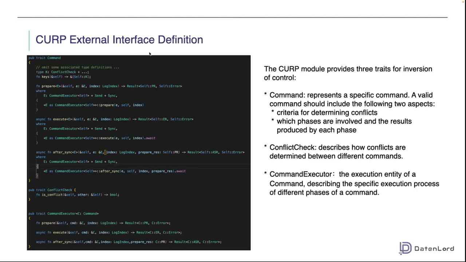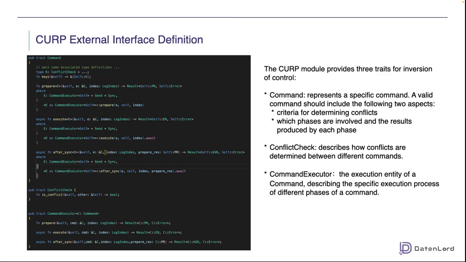Here are the CURP external interface definitions. The CURP module provides three traits for inversion of control. The command trait represents a specific command, and a valid command should include the following two aspects: the criteria for determining conflicts, and which phases are involved and the results produced by each phase. The conflict check trait describes how conflicts are determined between different commands. The command executor trait is the execution entity of a command, describing the specific execution process of different phases of a command.